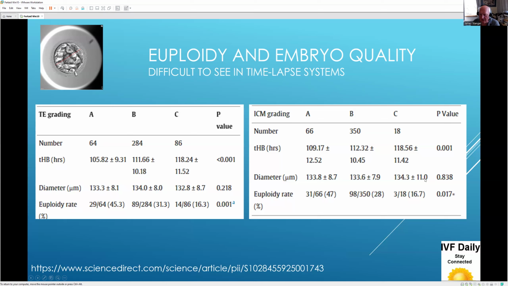The diameter once again had no relationship to the inner cell mass, but the euploidy rate, like the trophectoderm, the embryos that had an A grade inner cell mass had the highest rate of euploidy, 47%, dropping significantly down to 28%, almost half, with B grade, and half again with very little inner cell mass, highly significant.